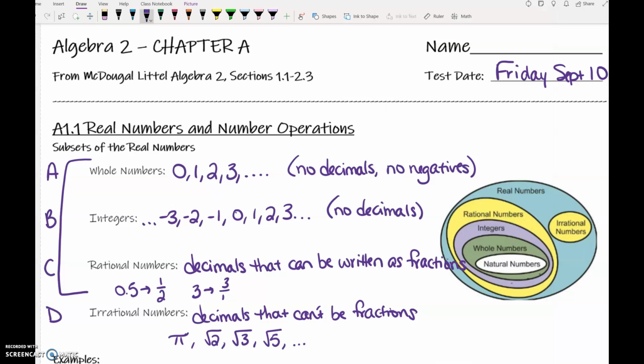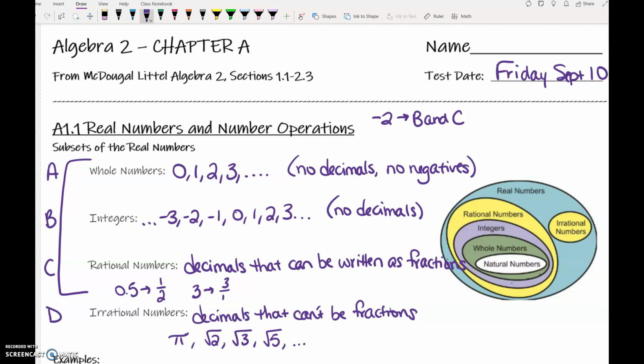So if I gave you the number -2, how would you describe -2? Is it A? Is it a whole number? No. Is it B? Is it an integer? Yes, so it's B. Is it C? Yes, it's also a rational number. If it's A, it's going to be A, B, C. If it's B, it's going to be B and C. If it's C, it's just going to be C.